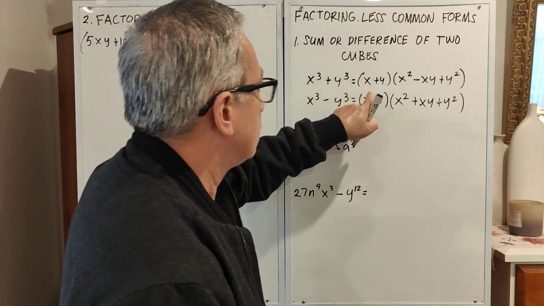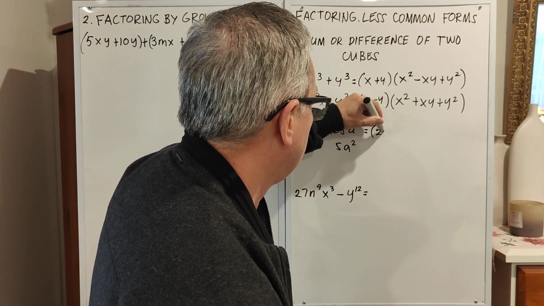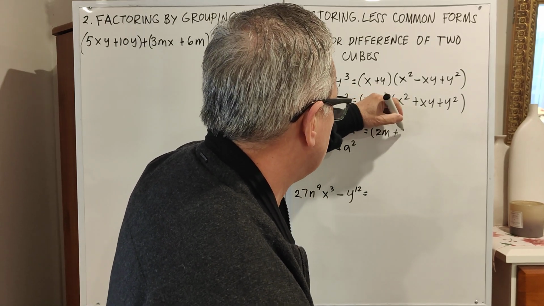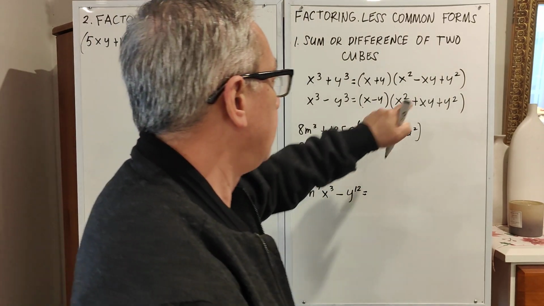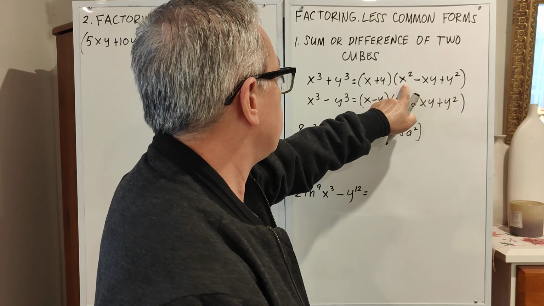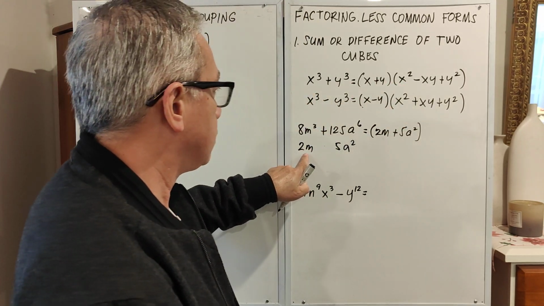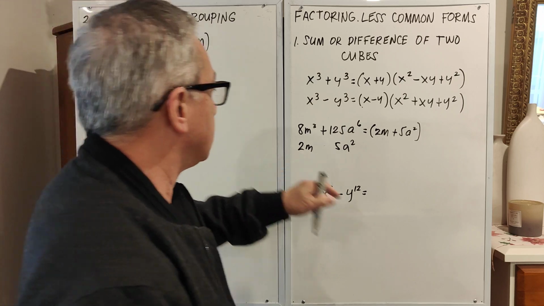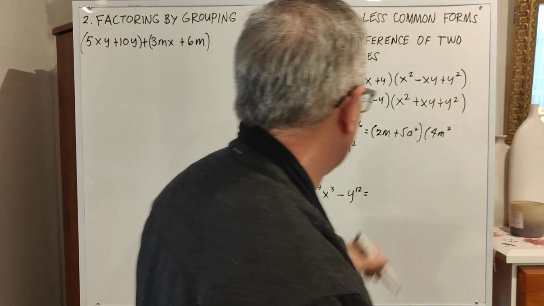Now we follow this format. This becomes 2m plus 5a squared. Following this format, this becomes x squared, so we get the square of the first one. The square of this one is 4m squared.